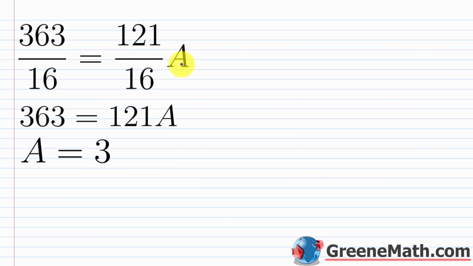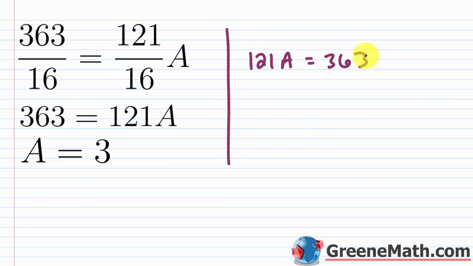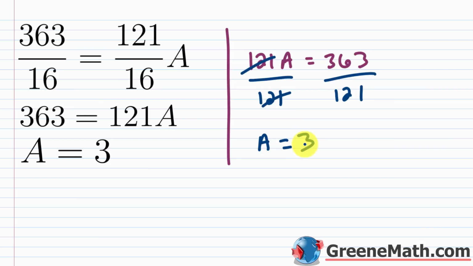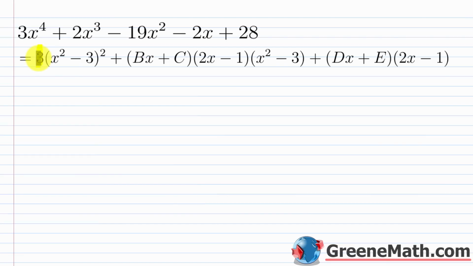You can multiply both sides by 16. You're going to get 363 is equal to 121a. And then let me actually just rearrange this. I'll put 121a is equal to 363. All you have to do at this point is divide both sides of the equation by 121. This would cancel, and you're going to get that a is equal to 363 divided by 121, which is 3. So that's where this a equals 3 is coming from. You're going to replace your a with 3, so that's going to go right there.